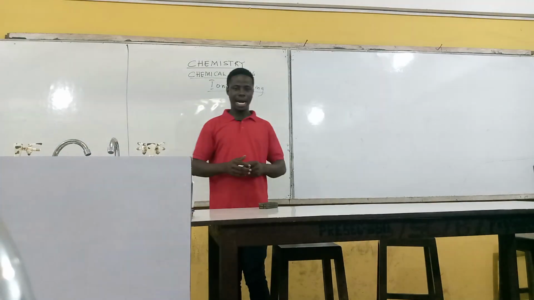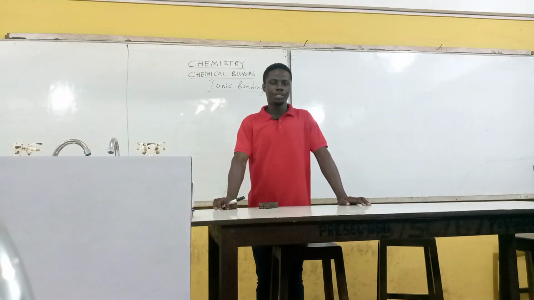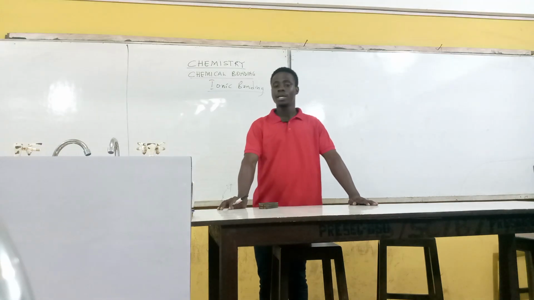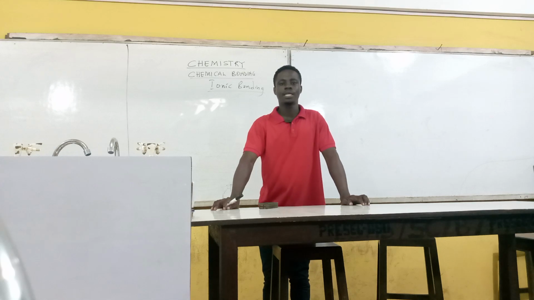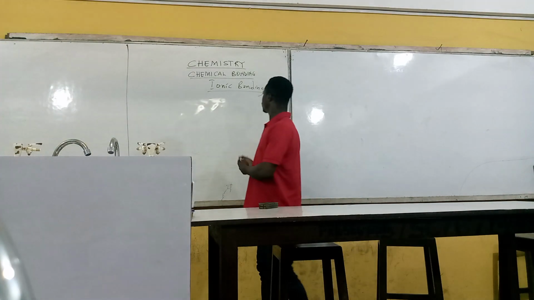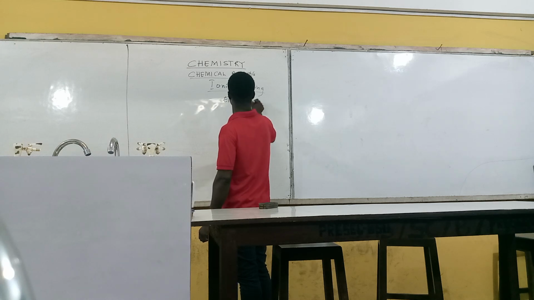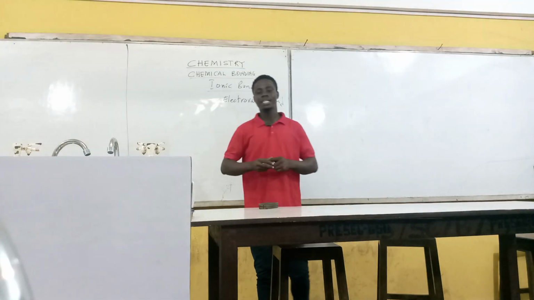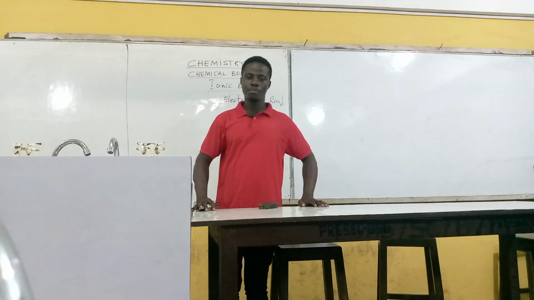So we are going to talk about ionic bonds, or ionic bonding. Now when you say ionic bond, it also has a very nice name which we call electrovalent bond. So another name for ionic bond is electrovalent bond. So take note of this. In case you are asked to explain an electrovalent bond, we are still referring to ionic bond.